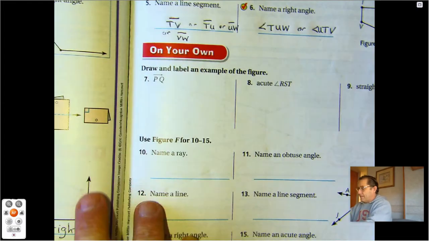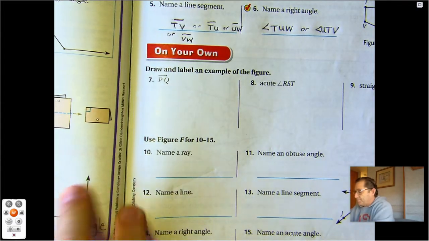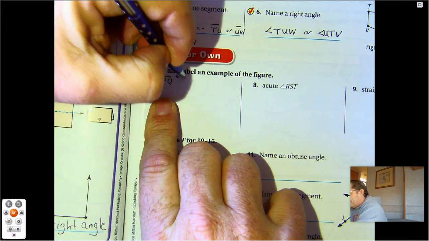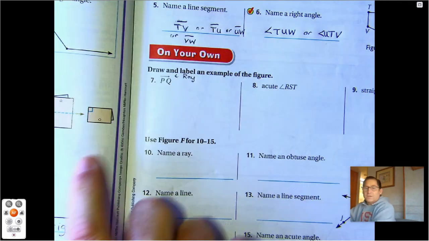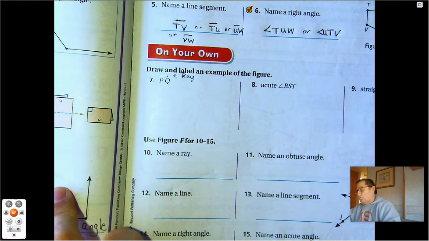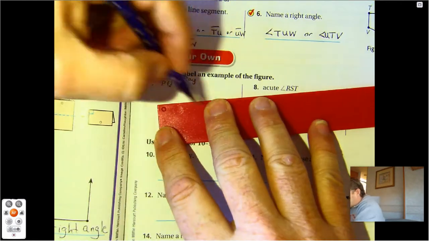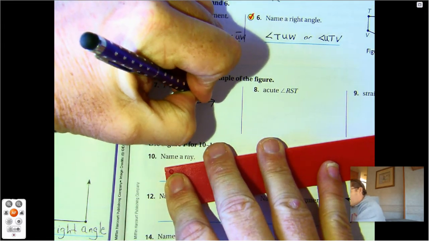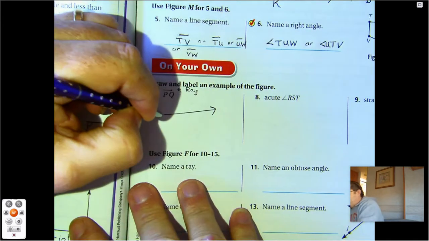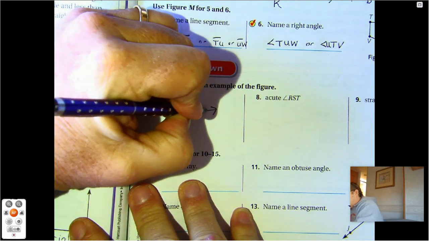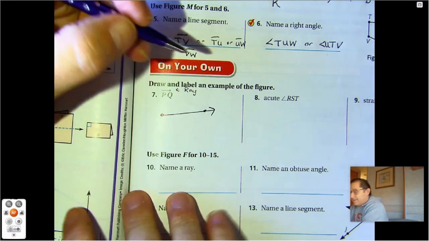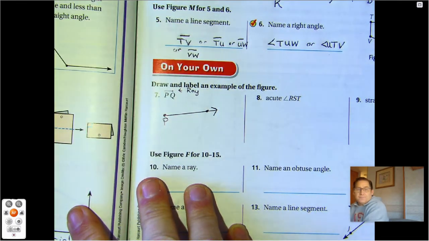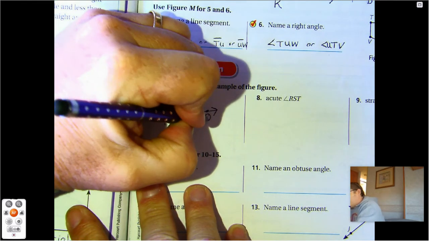Draw and label an example of the figure. So this symbol is a ray. So ray PQ. A ray has a specific endpoint and goes on in one direction continuously. The first letter tells me the endpoint, P, then Q.